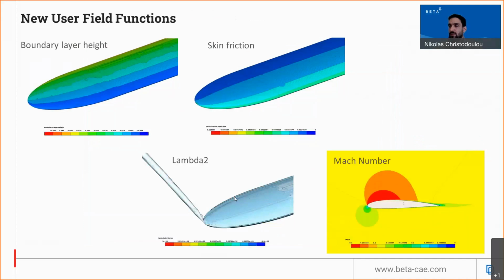META can now calculate some predefined results when the solver does not provide them. These are the boundary layer height, the skin friction, lambda2, and the Mach number.